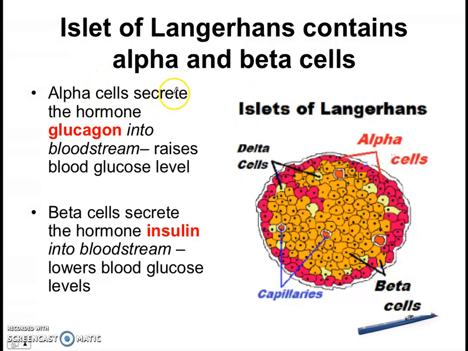Alpha cells secrete the hormone glucagon into the bloodstream. So you can see that the islets of Langerhans contain capillaries. The hormones are secreted directly into these capillaries and carried into the bloodstream. Now, glucagon is the hormone that helps raise our blood glucose levels. Secondly, there are beta cells, and beta cells secrete the hormone insulin, which should sound familiar to you. Insulin will then enter the bloodstream and help to lower blood glucose levels.